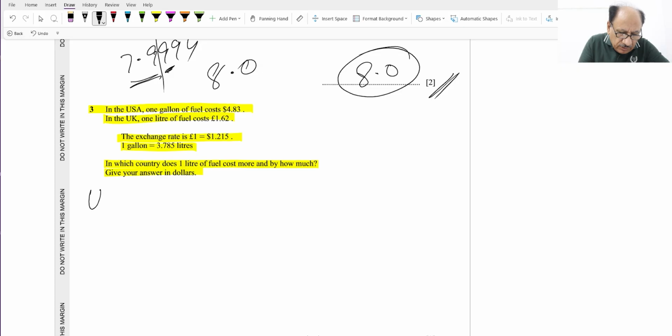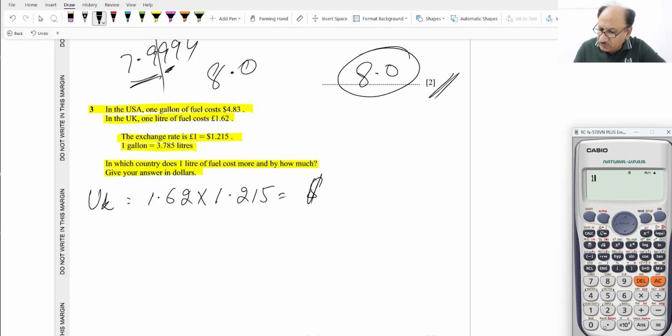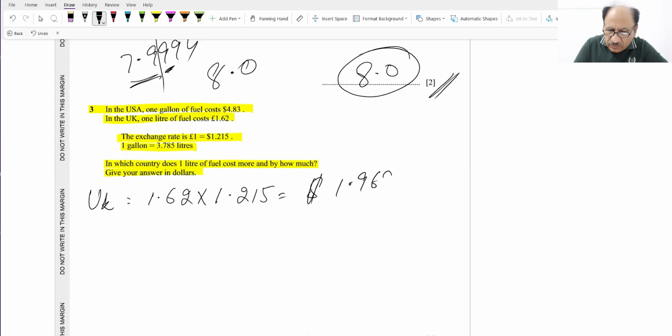So first of all, we can check for the UK, and the UK is 1.62 per liter. It's already in liters, so we will multiply this by the conversion, which is 1.215, and we get the answer in dollars. 1.62 multiplied by 1.215 will be 1.9683. 1.968, we can write up to 3 decimal places.